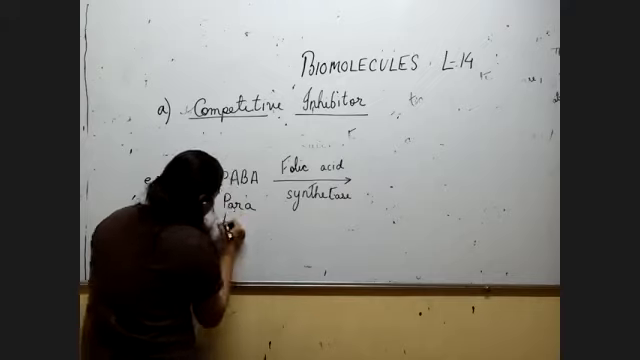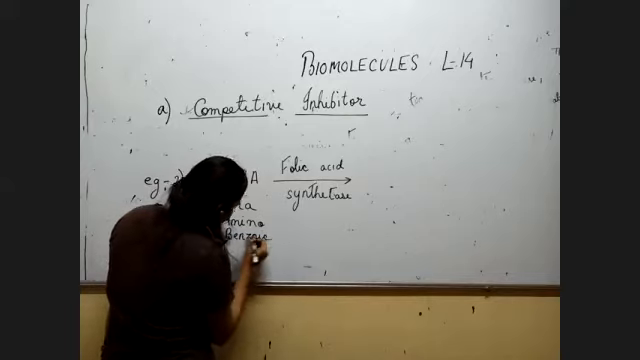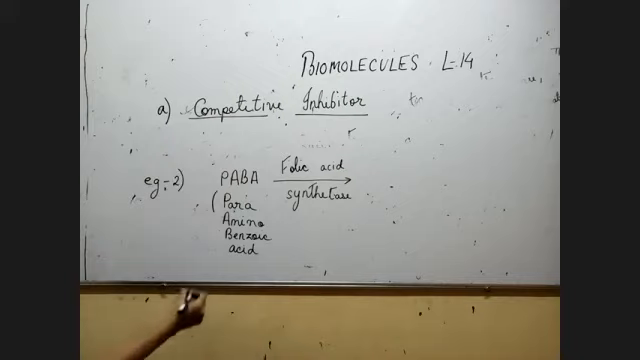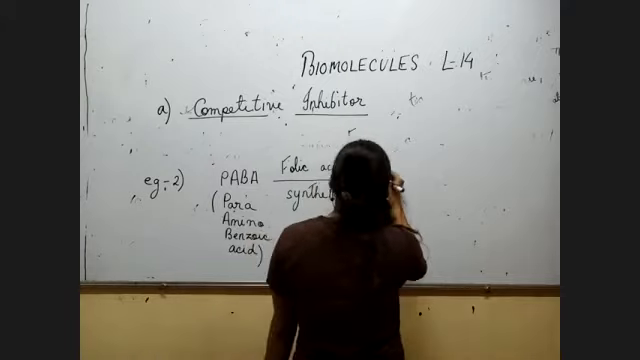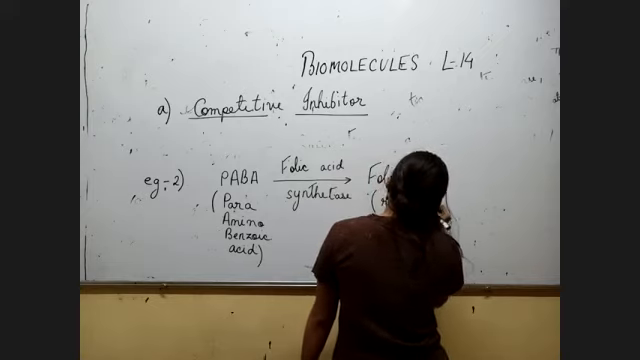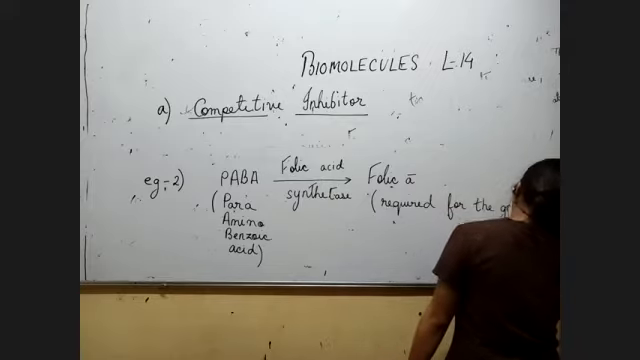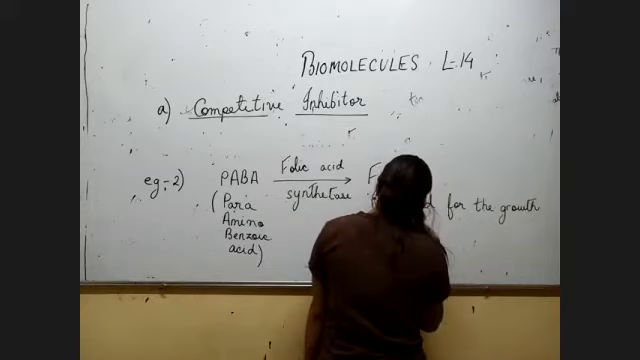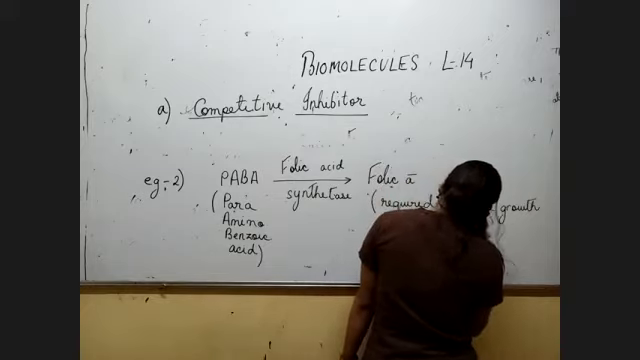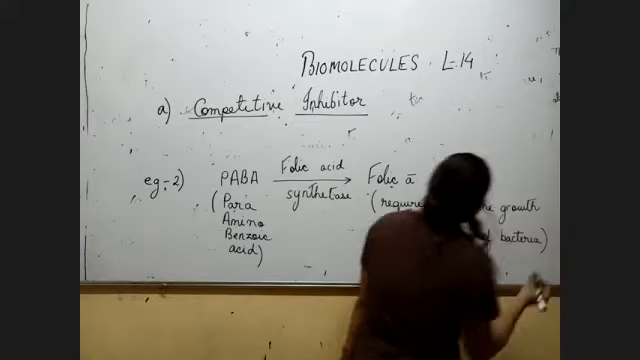Para amino benzoic acid. Okay. Para amino benzoic acid in presence of folic acid synthetase produces folic acid, which is required for the growth and development of the bacteria.